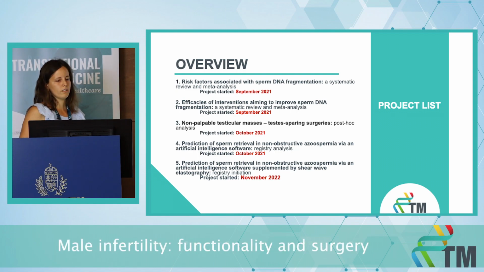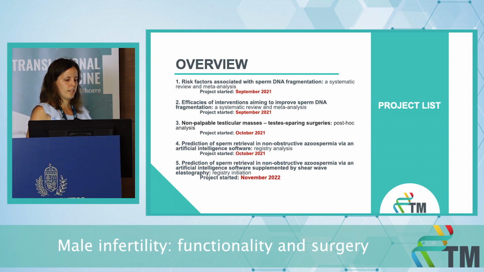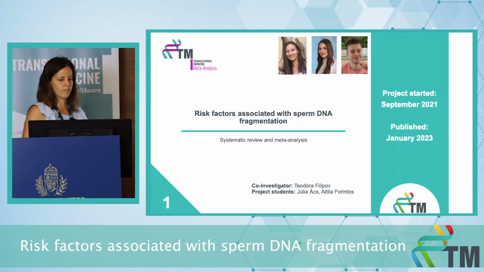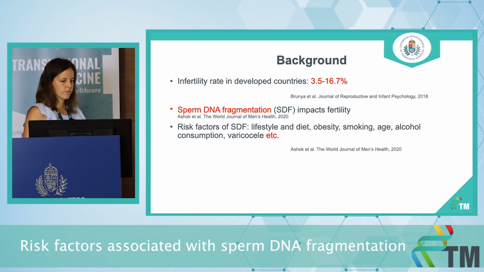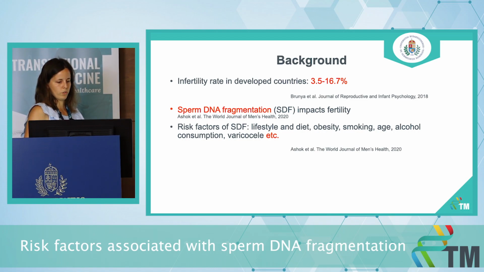2 of them are related to sperm DNA fragmentation. One is about testicular tumors, and the other 2 are about prediction of sperm retrieval. The first one is the risk factors associated with sperm DNA fragmentation. It is known that infertility rate is quite high in the developed countries, and sperm DNA fragmentation impacts fertility. There are several risk factors which may influence sperm DNA fragmentation, including lifestyle, diet, obesity, smoking, and so on.